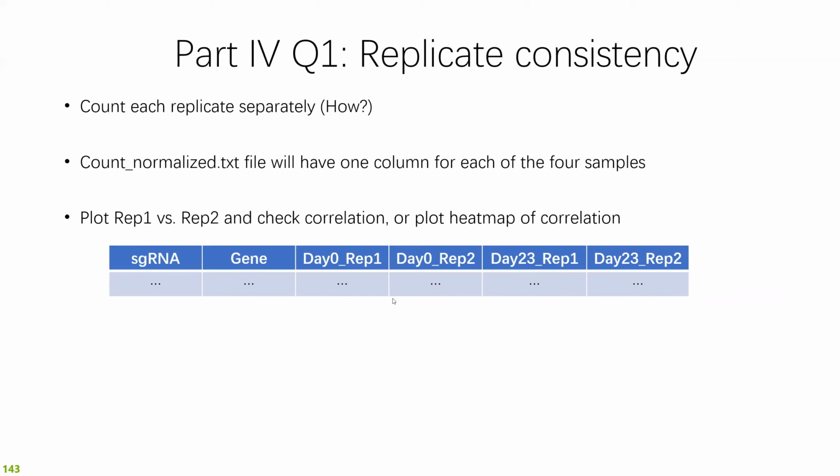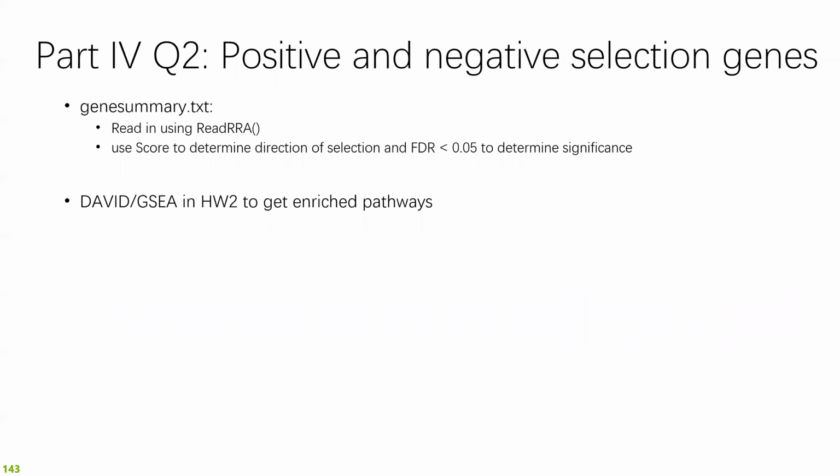And an even easier approach is to plot the heat map of the correlation. And you want to see that the 2 replicates under the same day should be very highly correlated.